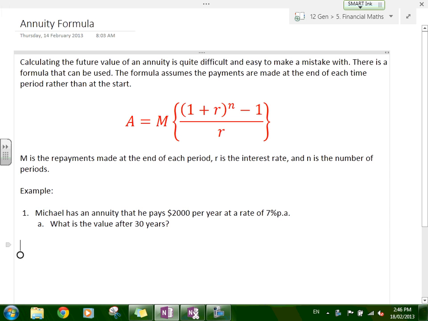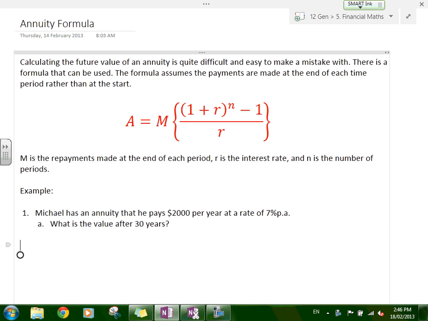So, the annuity formula. You understand what an annuity is. It's an account where you make regular contributions, and interest builds it up as well. Like superannuation, every time you get paid, a percentage gets taken out, and that builds up your super account, which you then take out when you're 65.